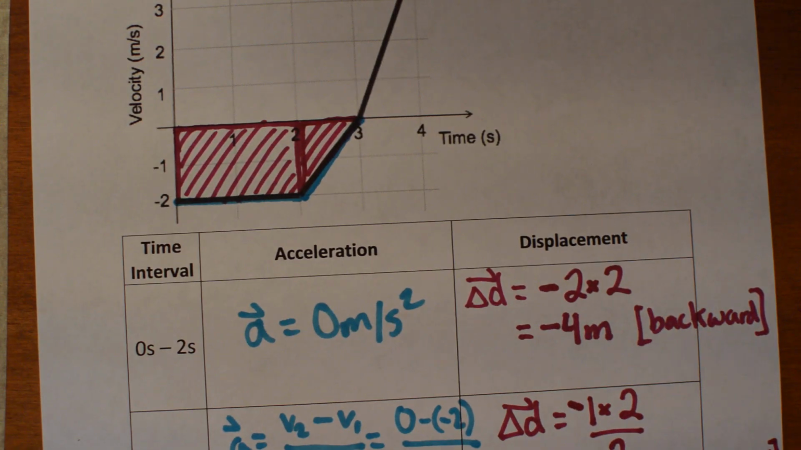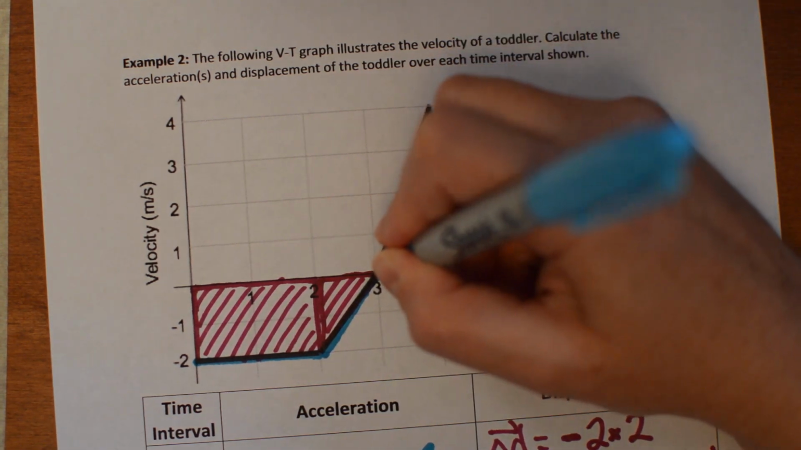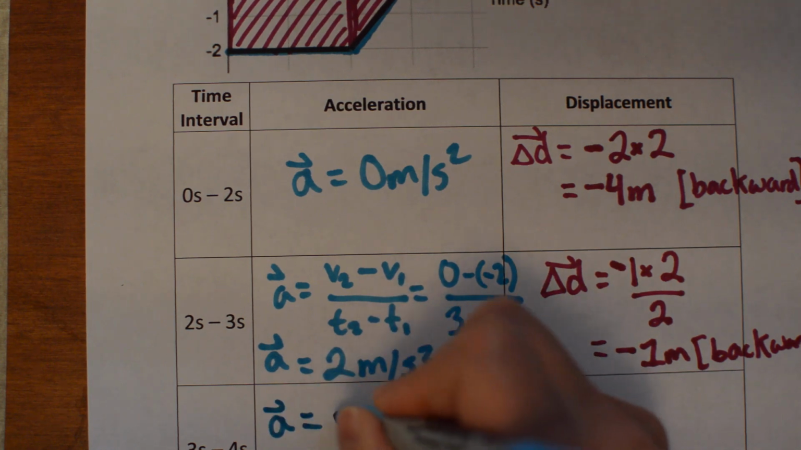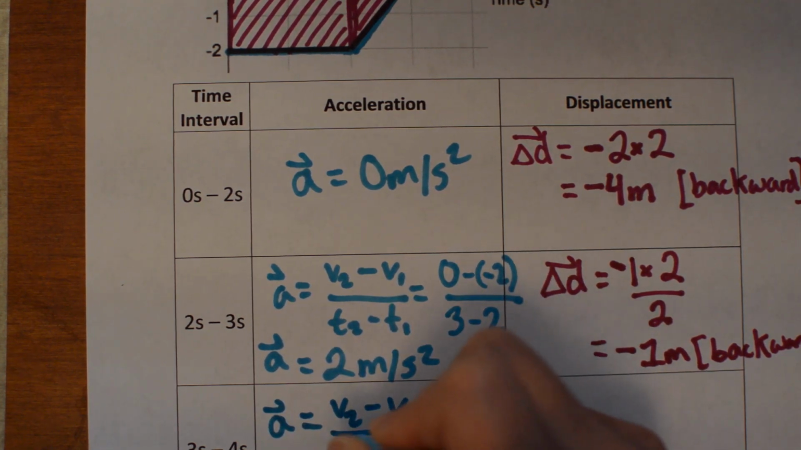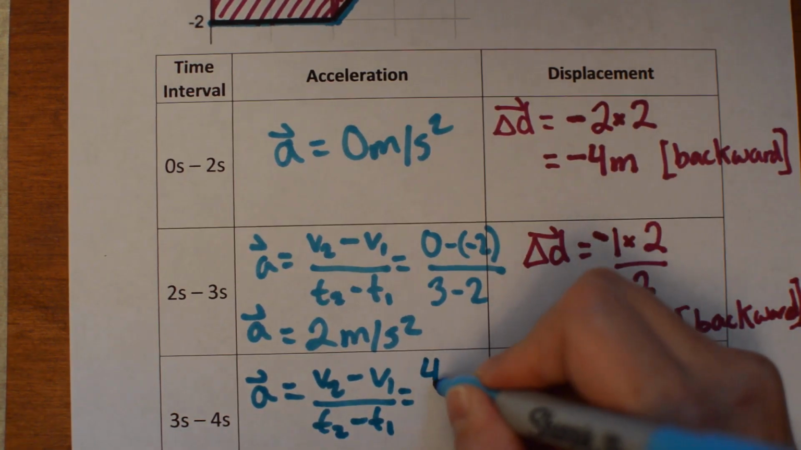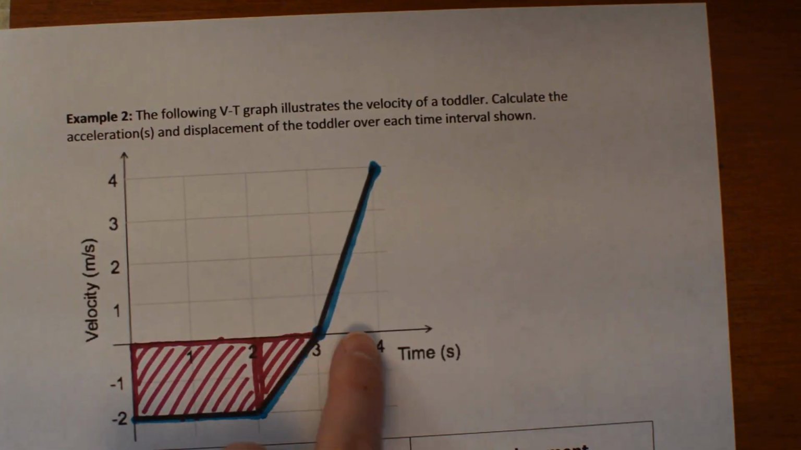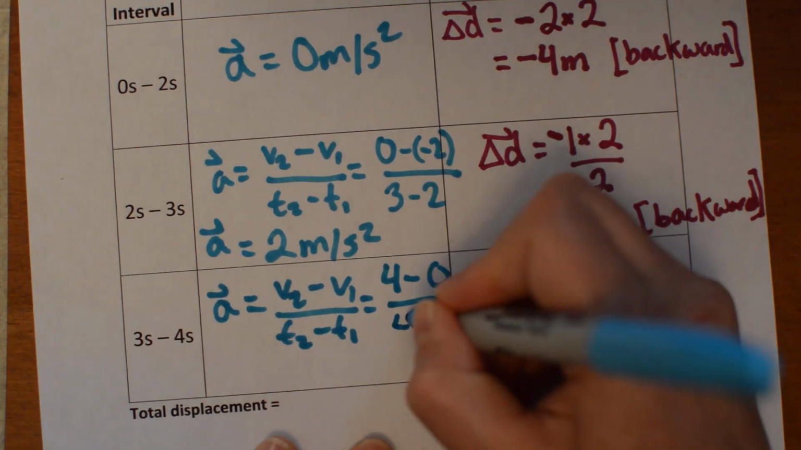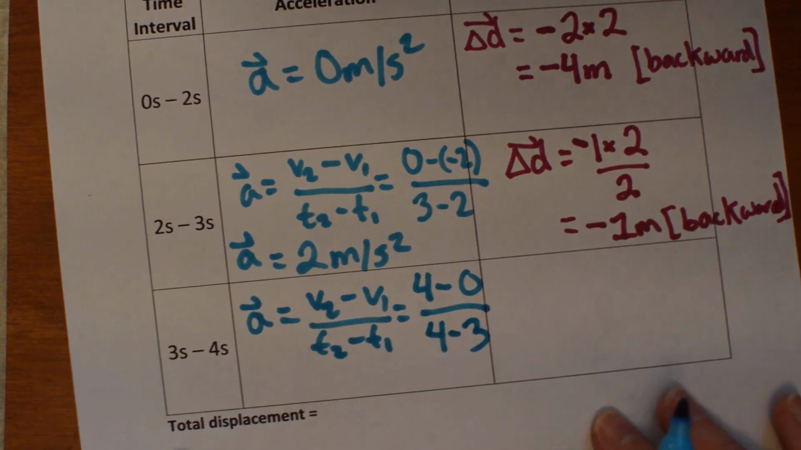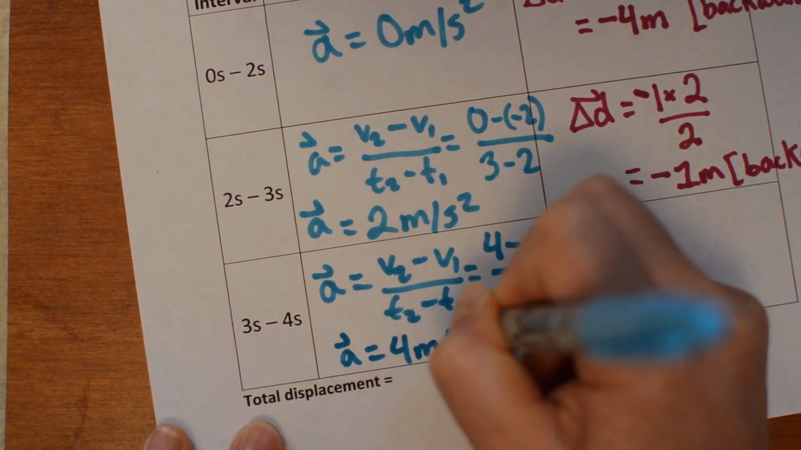All right, last section. I need the slope of this line. I start with a velocity of 0, and I move up to a velocity of 4. So if my acceleration is v2 minus v1 over t2 minus t1, v2 will be the 4 meters per second I get to, v1 is 0. On the bottom, time starts at 3 and goes to 4 seconds, so it's 4 minus 3. That gives me 4 minus 0 over 1, which is 4. So the acceleration there is just 4 meters per second squared.